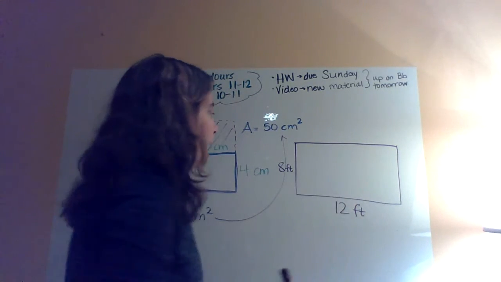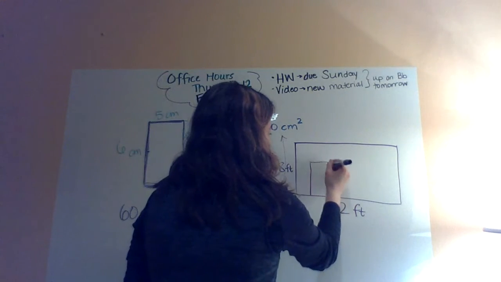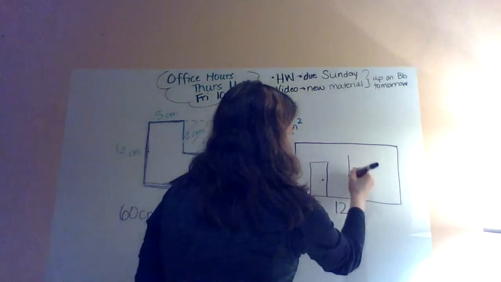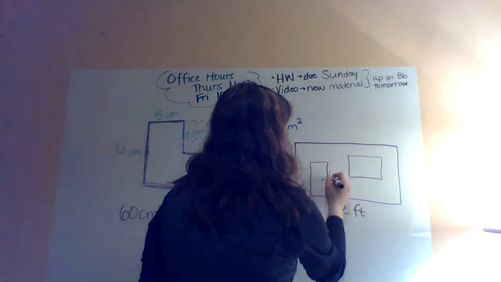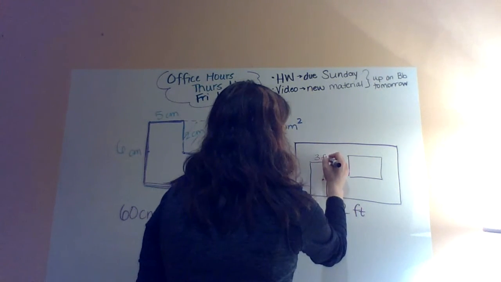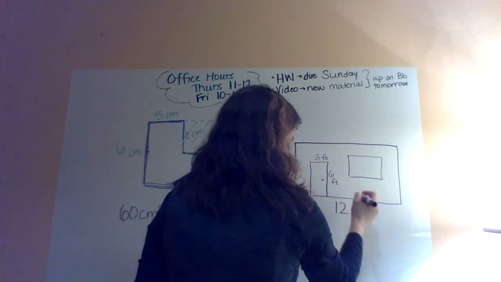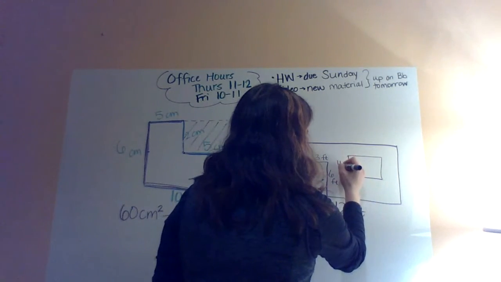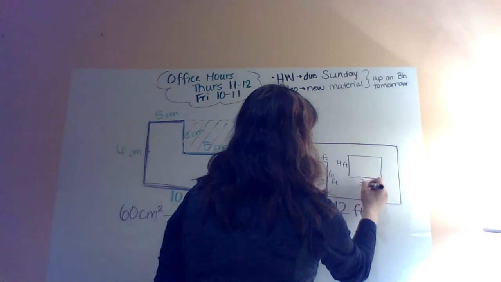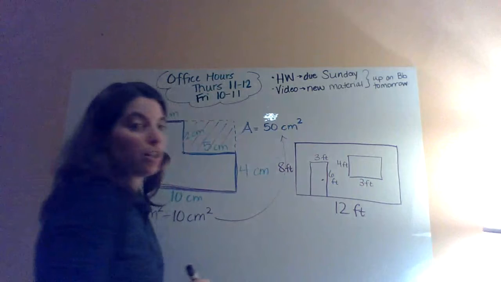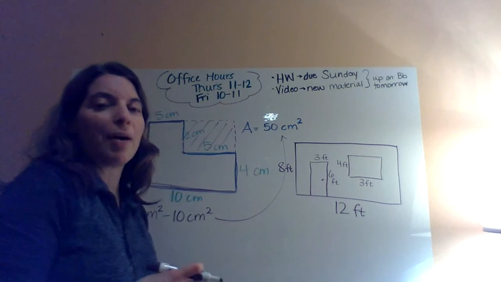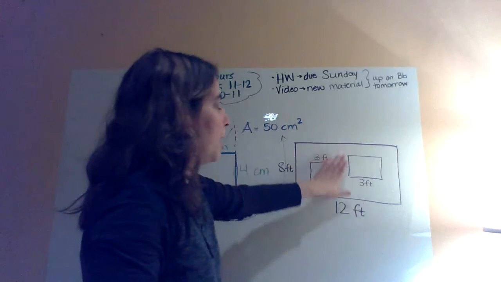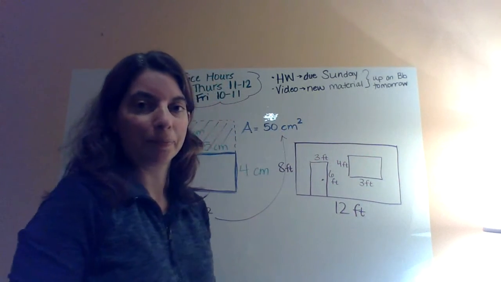be painting. However, this wall also has a door and it has a window, and I don't want to buy paint for the door and the window. So my door is 6 feet tall and 3 feet wide. My window is 4 feet tall and 3 feet wide. I don't want to paint those. So you can go ahead and pause the video for a minute. Think about how you will figure out how much area needs to be painted.